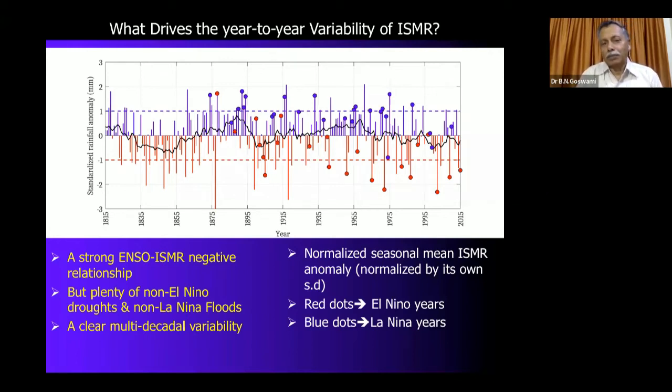The ENSO relationship was identified by Gilbert Walker way back in the early 20th century, but there was a lot of uncertainty about what drives the other part of the variability of monsoon. Quite a lot of the variability of monsoon was not related to El Nino, and that is what we will try to focus on today.